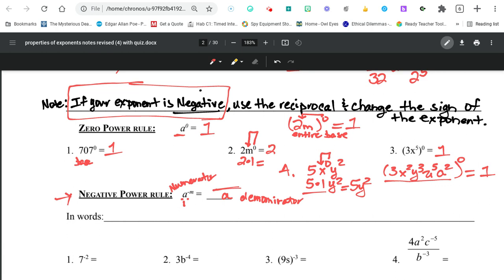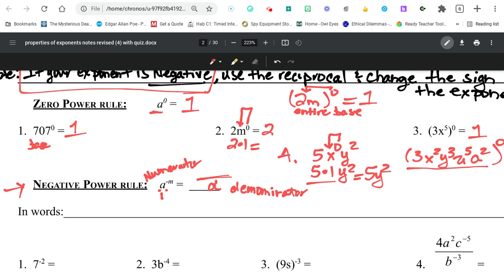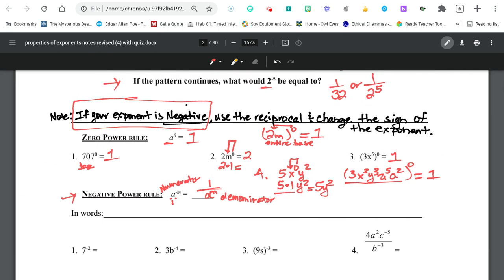But I need to change the sign of my exponent. So in symbols, negative m will change to positive m, and don't forget to put your 1. And in words, it's just what we wrote right here. It's the same thing. I'm not going to write it again. If your exponent is negative, use the reciprocal and change the sign of the exponent. Reciprocal: numerator, denominator, denominator to numerator. Flip it, basically.